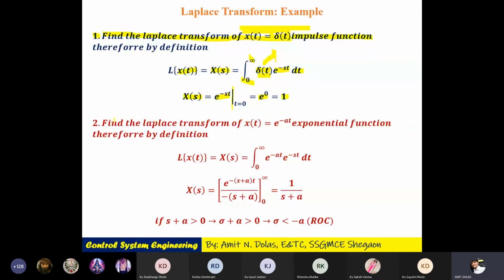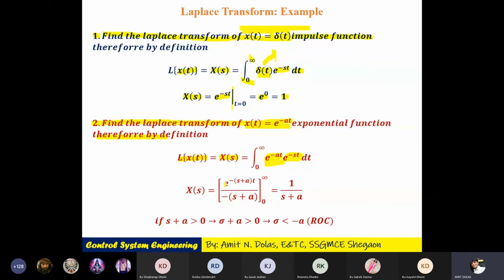Another example: find the Laplace transform of x of t for the exponential, that is e raised to power at. So for the exponential form, you should know the mathematics for this. Please practice Laplace, inverse Laplace, then derivative, integration, partial fractions, complex numbers, and so on. So taking the Laplace transform, represented by X of s, and in the definition putting in place of x of t, it is e raised to power minus at into e raised to power minus st dt. So the integration of e raised to power minus at is done for limits 0 to infinity.